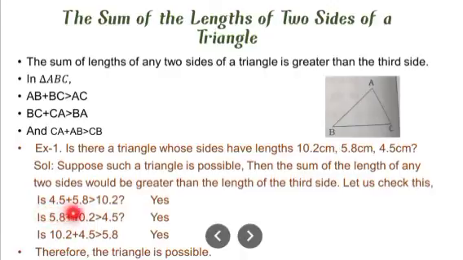Check 4.5 plus 5.8. Adding 4.5 and 5.8, how much will it come? 10.3. So 10.3 is greater than 10.2. Yes. Now 5.8 plus 10.2, adding this, how much will it come? 16. So 16 is greater than 4.5. Yes. Now the other, 10.2 plus 4.5 greater than 5.8 or not? 10.2 plus 4.5, how much will it come? 14.7. So it is greater than 5.8. Yes. Therefore the triangle is possible.